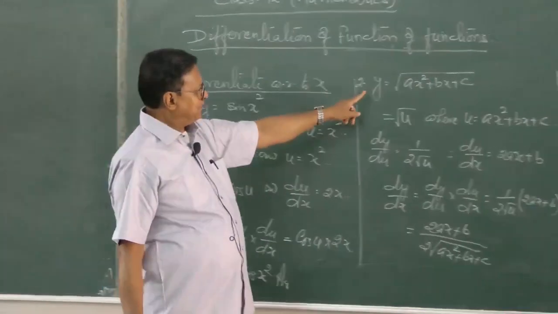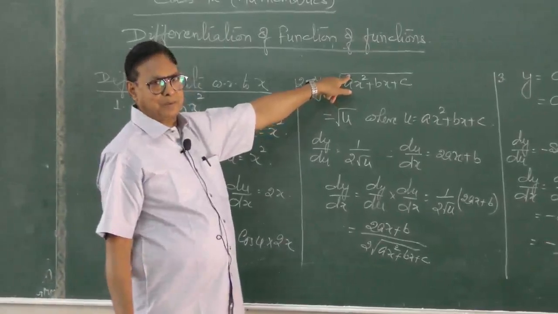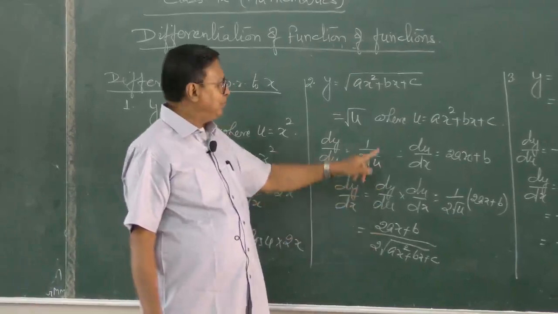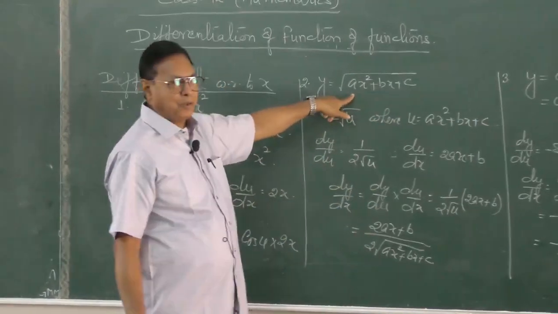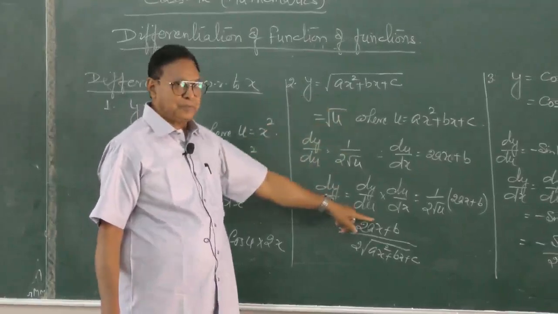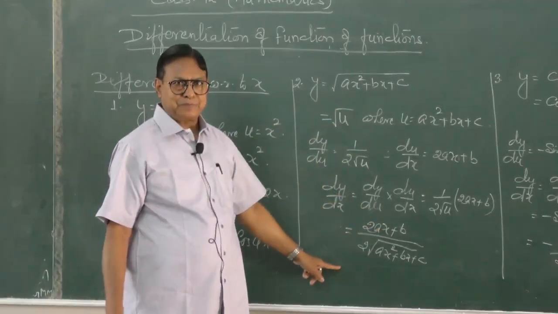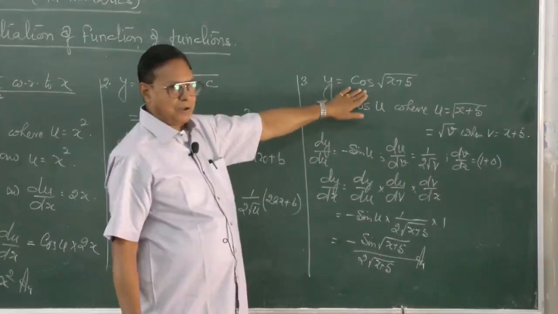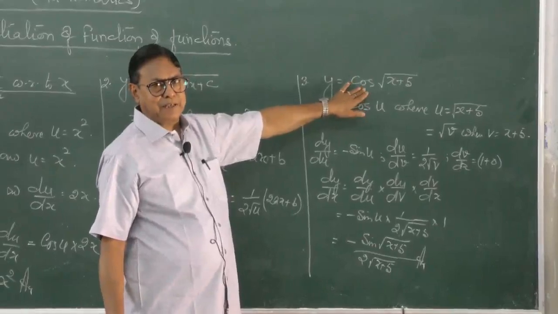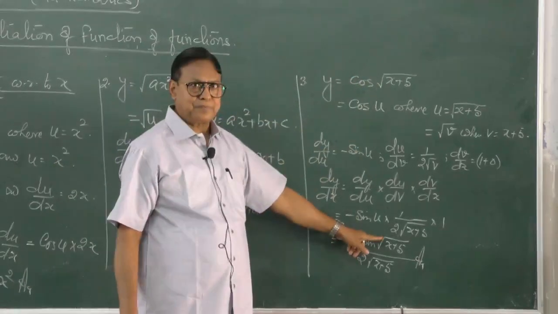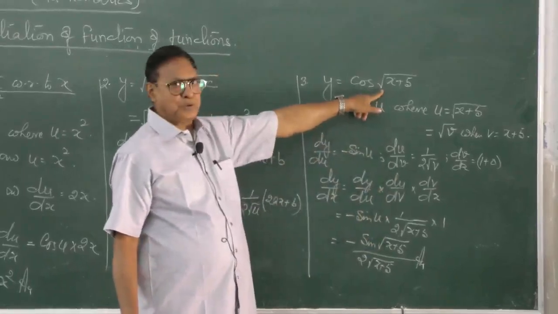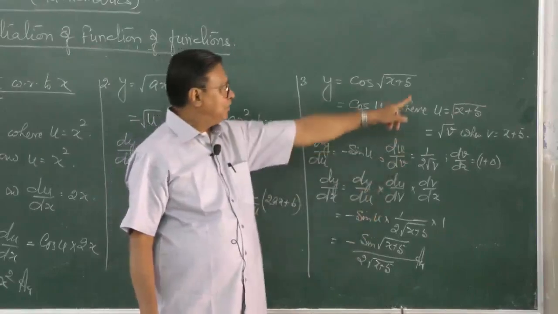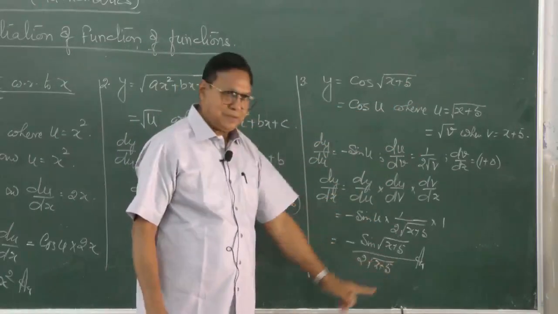Look at this. Root over this, differentiation will be 1 by 2 root this. So 1 by 2 root this into the differentiation of this part, ax square plus bx plus c, which is 2ax plus b, and we multiply it together. The third one, you look at it. y is equal to cos of this. So differentiation will be minus sine of this, into the differentiation of root over x plus 5, which is 1 by 2 root x plus 5, into the differentiation of x plus 5, that is 1.